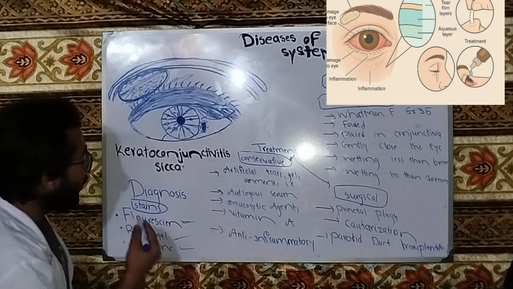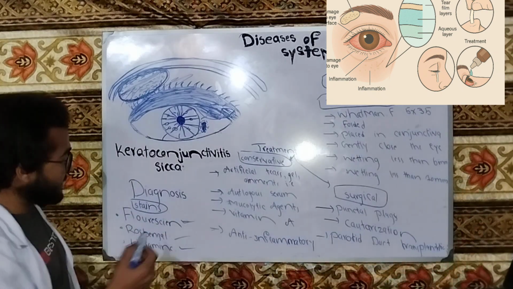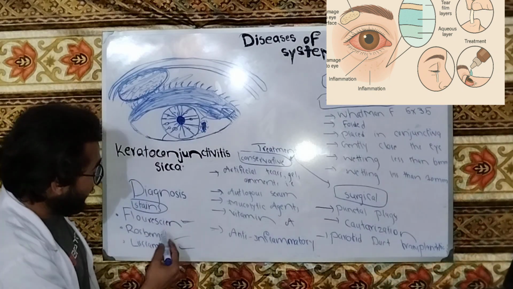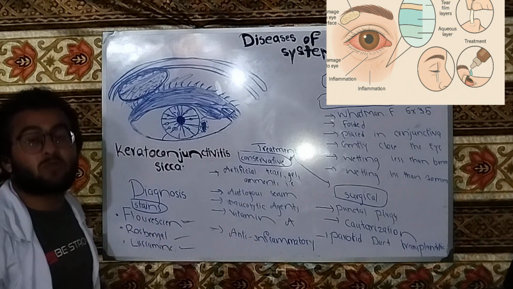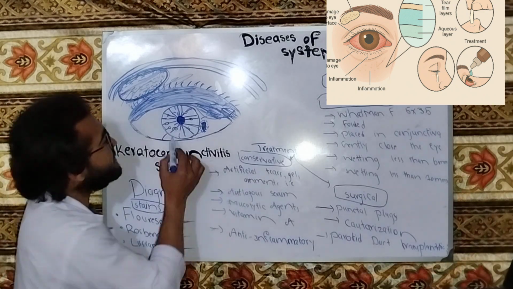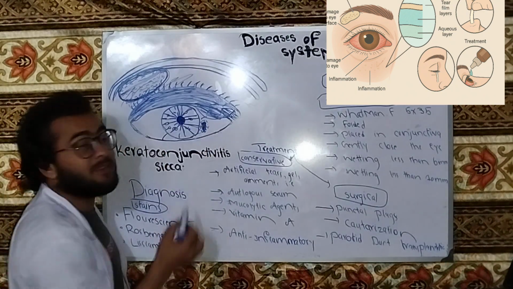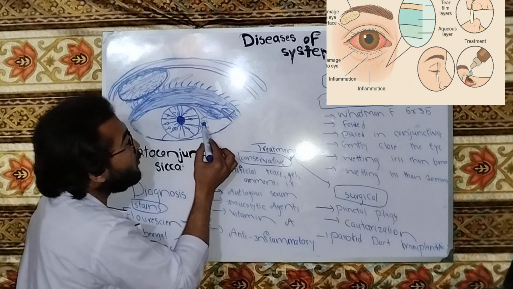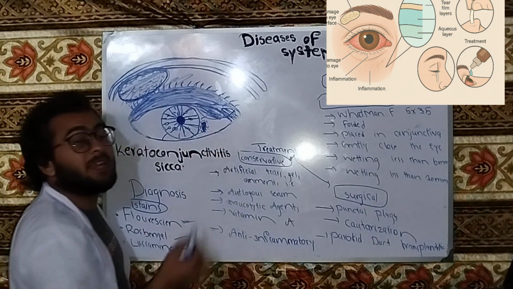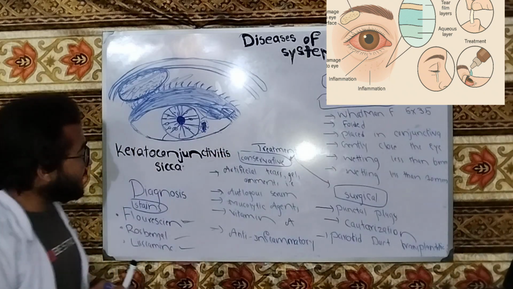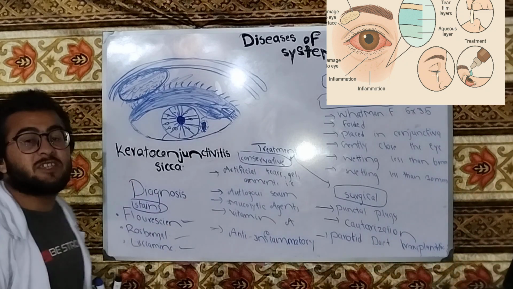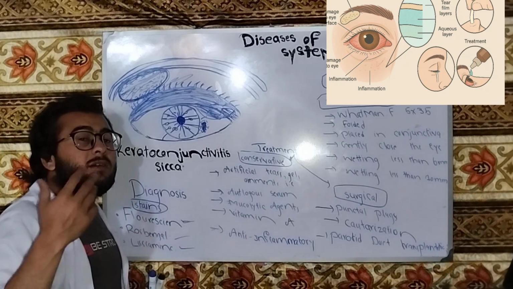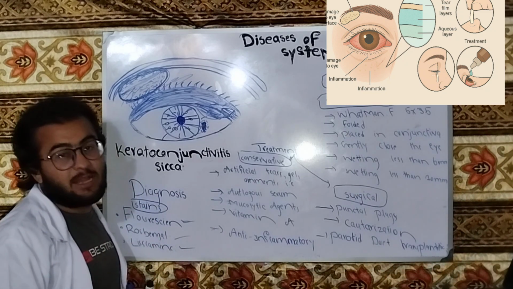For example, we can use stains, different types of stains such as the rose bengal stain, lissamine stain and fluorescein stain. These stains will stain these dead and devitalized epithelial cells, these mucous strands and these corneal epithelial filaments. They will tell us the severity of Keratoconjunctivitis Sicca and dry eye syndrome.